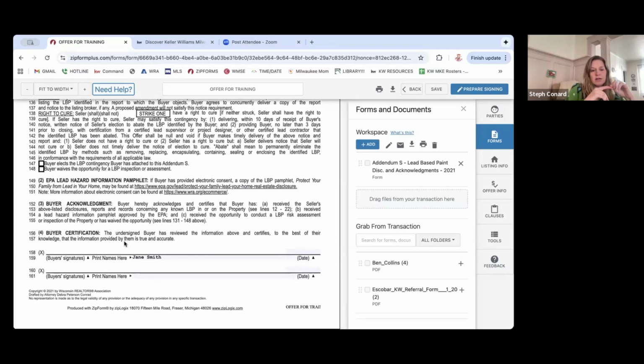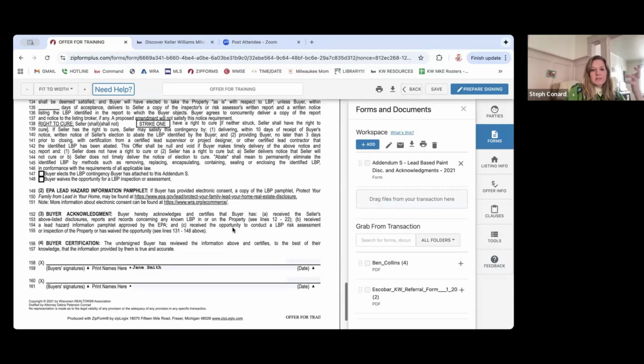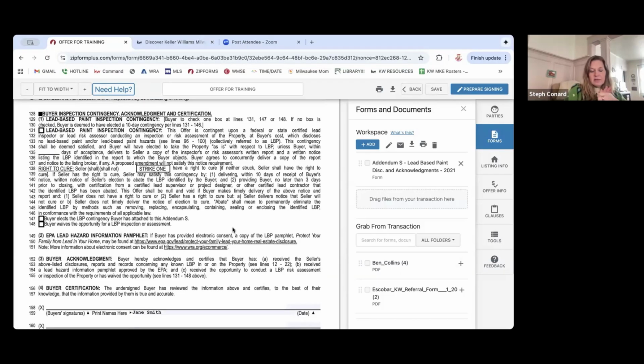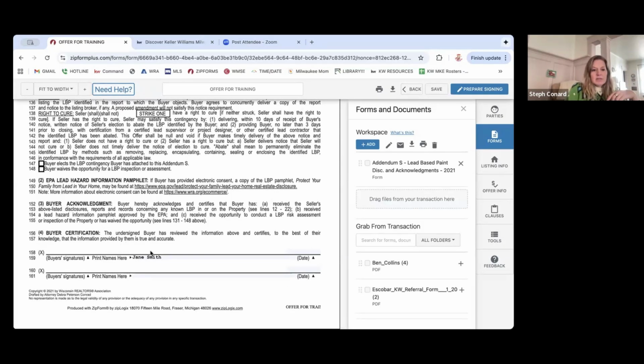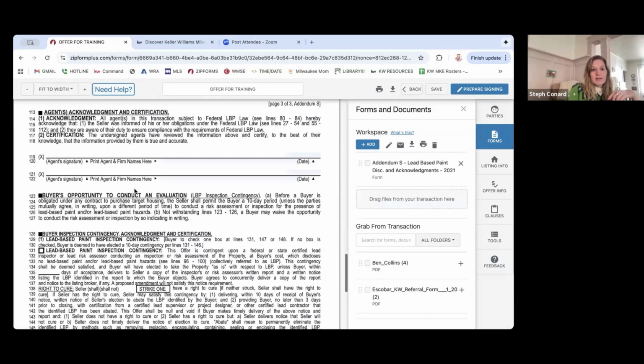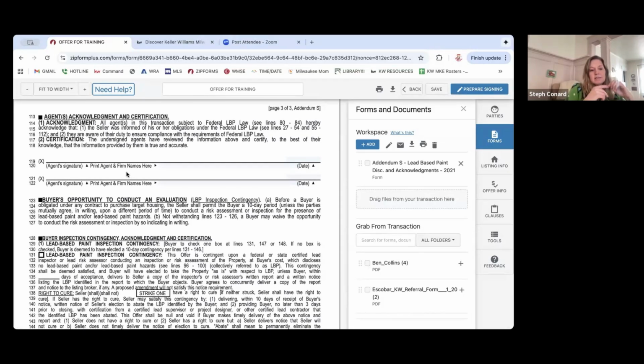This also describes that they have been given the EPA hazard information pamphlet, and the buyer's acknowledgement again hereby acknowledges and certifies that the buyer has received the seller's disclosure, received a lead hazard information pamphlet, and received the opportunity to conduct a lead-based paint risk assessment. So the buyer is saying, yes, I've received all of these things, and I'm electing to waive the lead-based paint contingency, or I'm electing to have it. Then the buyer is going to sign down here. And then the buyer's agent is going to sign on line 121.